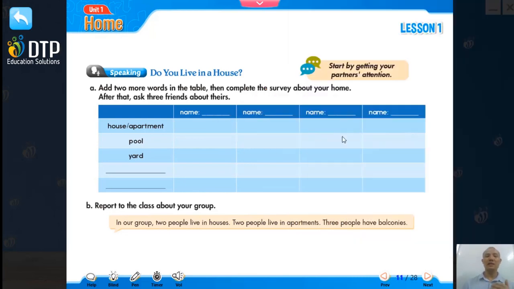Now you will need to ask for another 3 people to complete the table. Then you will report in your groups. For example, you can say, in our group, 2 people live in houses, 2 people live in apartments, 3 people have balconies. Let's practice these speaking activities.